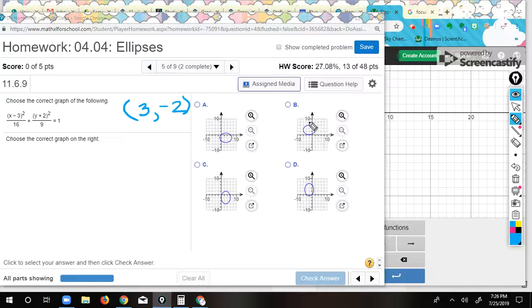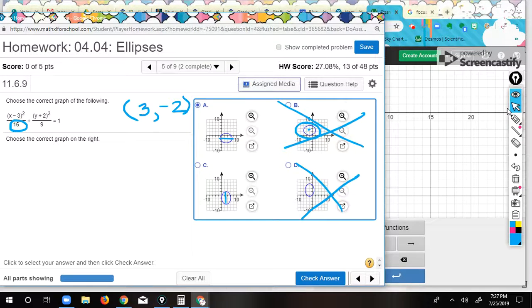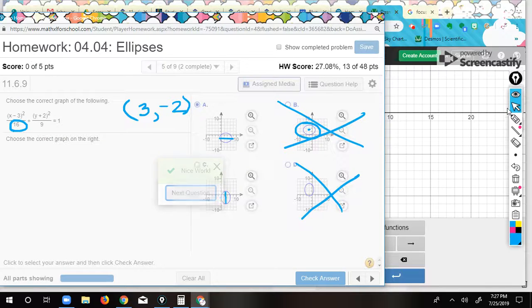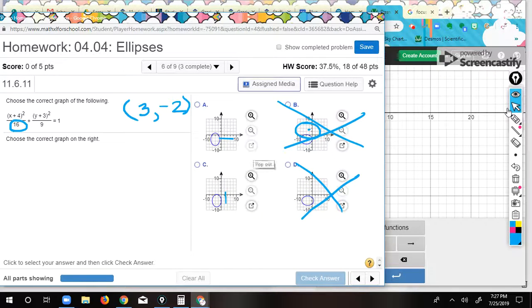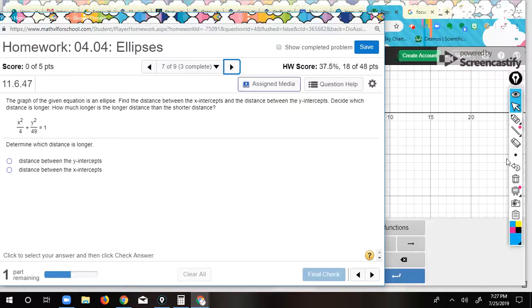These are not 3, -2, because the center is right there. So it wouldn't be that. And then I'm looking for a graph that's longer on the x-axis because it's got a bigger 16. This one looks like it's longer on the x. This one's longer on the y. So we're going to choose A. Yay! And again, you could graph that one on Desmos as well.